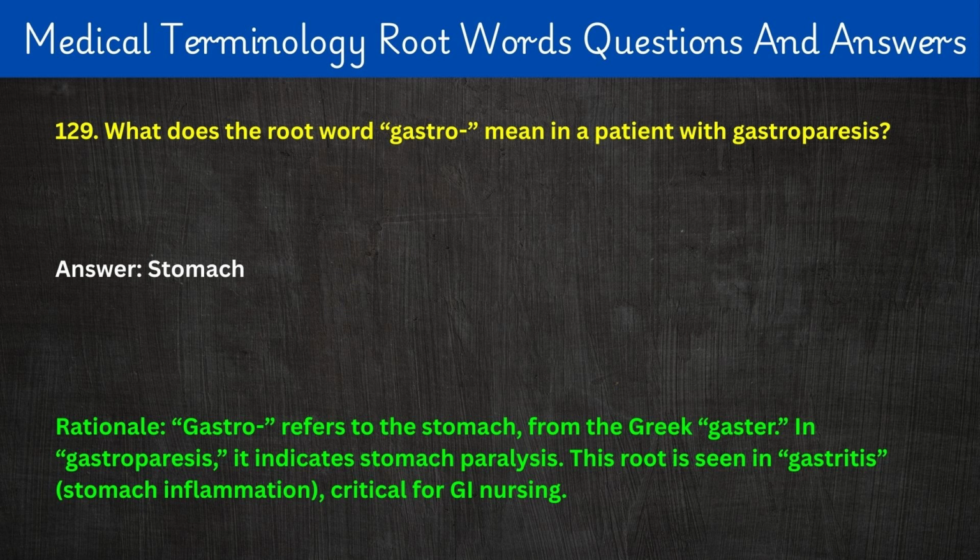129. What does the root word gastro- mean in a patient with gastroparesis? Answer: stomach. Rationale: Gastro- refers to the stomach, from the Greek gaster. In gastroparesis, it indicates stomach paralysis. This root is seen in gastritis, stomach inflammation, critical for GI nursing.